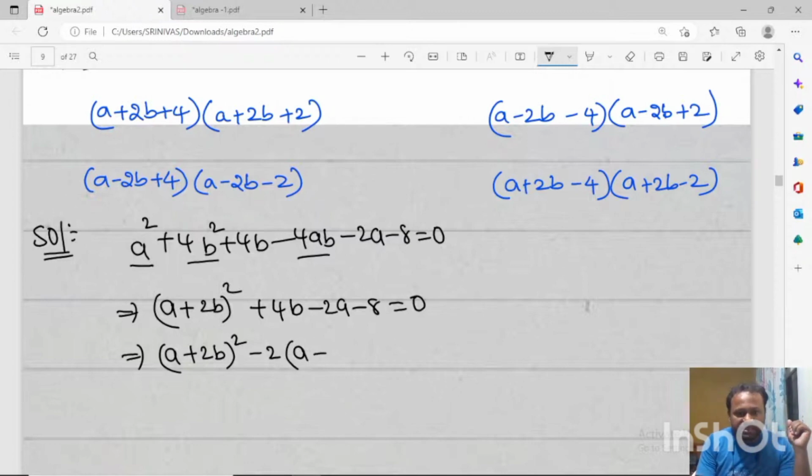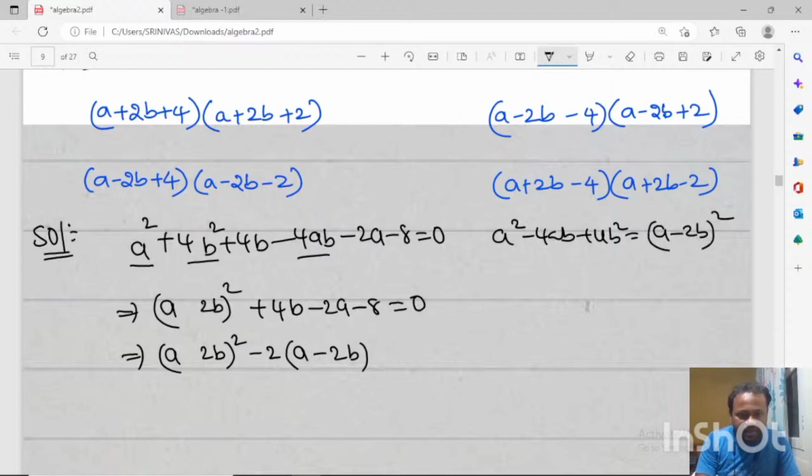a minus 2b. So a square minus 4ab plus 4b square is equal to a minus 2b whole square. Okay, a minus 2b whole square minus 8 is equal to 0.